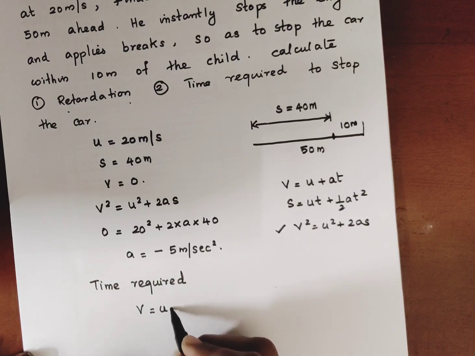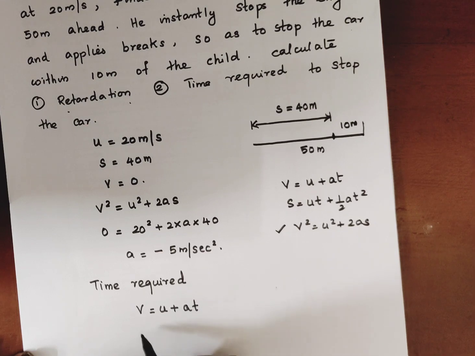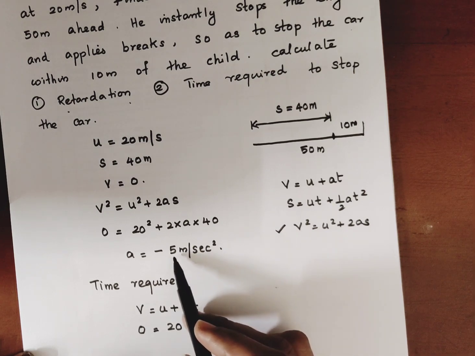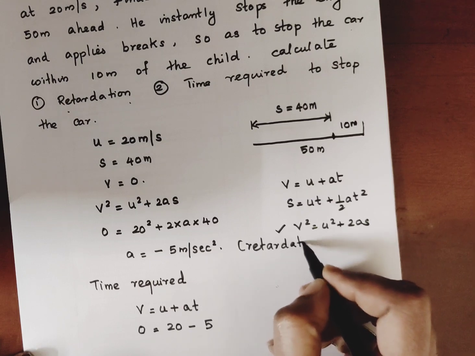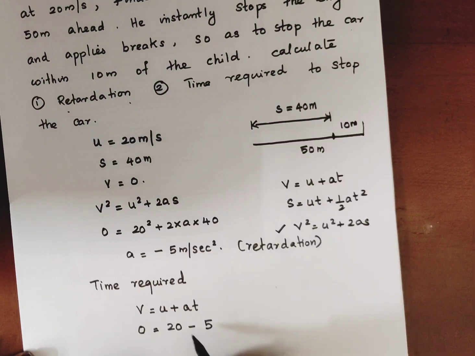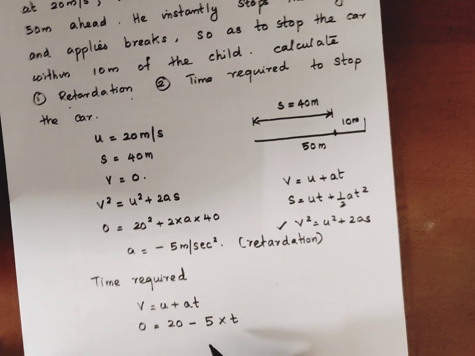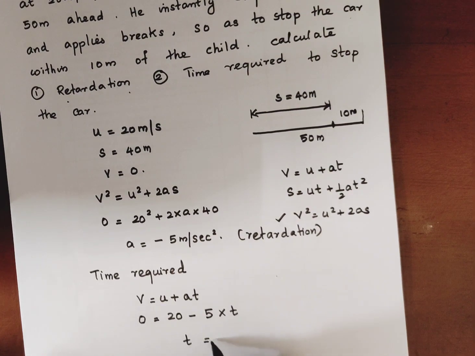Using this first equation, v is equal to u plus at. v is equal to 0, u is equal to 20, then acceleration, this is actually retardation, that is why you are getting a negative sign, so minus 5 into t. So on solving, you will get t is equal to 5 seconds.